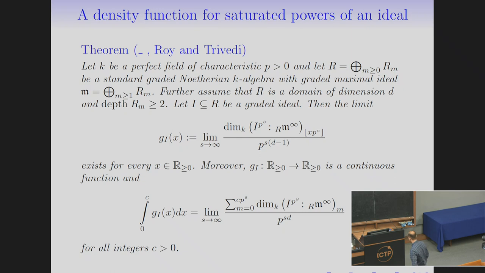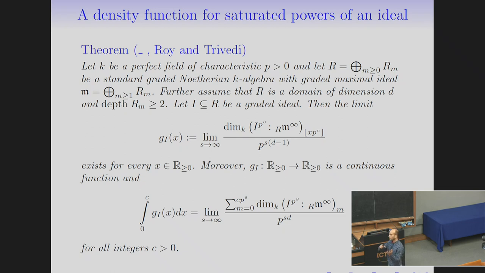What this is doing, maybe I'll use the board, is this: you look at this bigraded algebra, and you're looking at the diagonal components of this bigraded algebra with slope approximately x, and then you want to take the limit. The first thing to show is that the limit actually exists. We translate this problem to computing the growth of global sections of some appropriate line bundle, and then we show that the relevant limit exists.